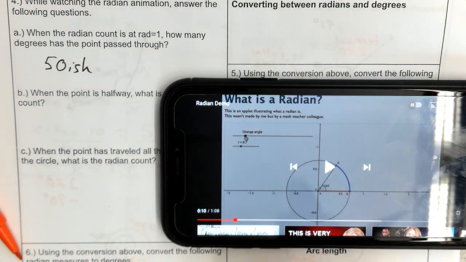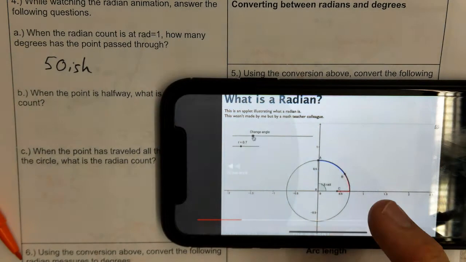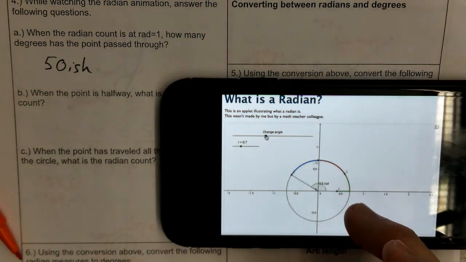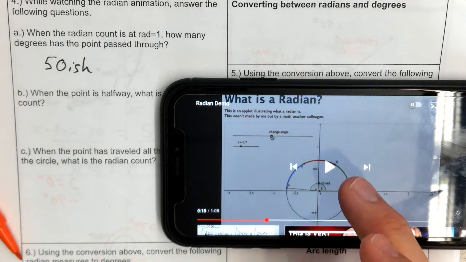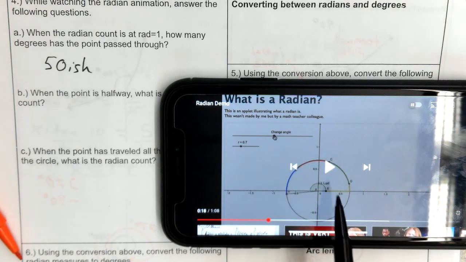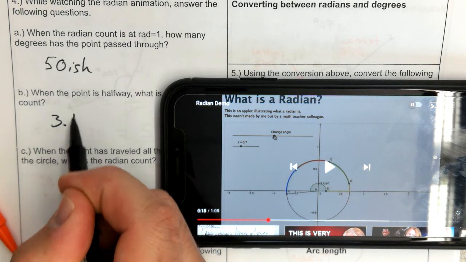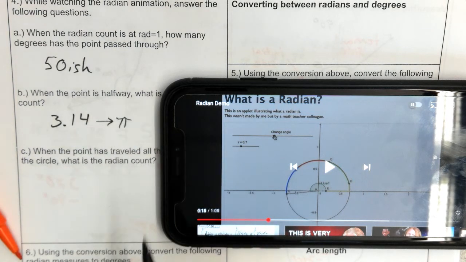When the point is halfway, what is the radian count? So let's let it go till it is close to halfway around. All right, I missed it a little bit, and it's hard to see there, but it's about 3.1 radians. And it turns out that's going to be 3.14 radians, which is actually pi. So halfway around is pi.